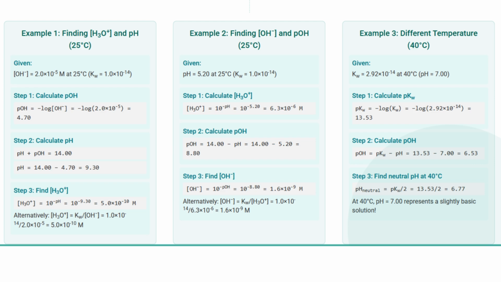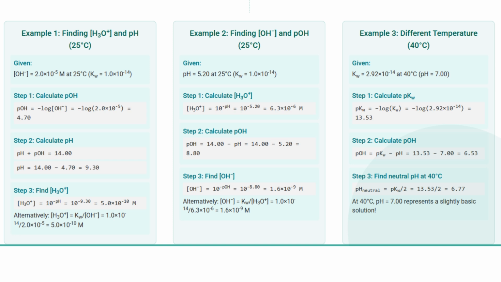Alternatively, we can use the kW expression. H3O plus equals kW divided by OH minus, which is 1.0 times 10 to the negative 14, divided by 2.0 times 10 to the negative 5, which also gives us 5.0 times 10 to the negative 10 molar. Both methods confirm our result.